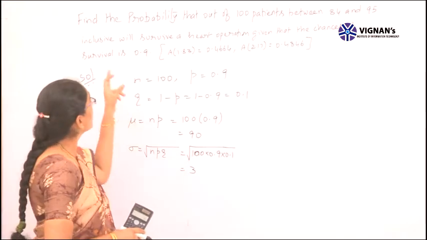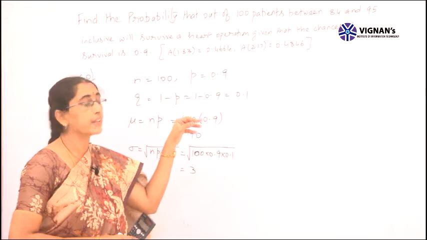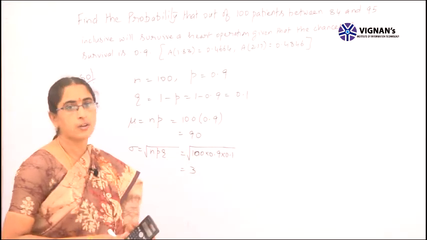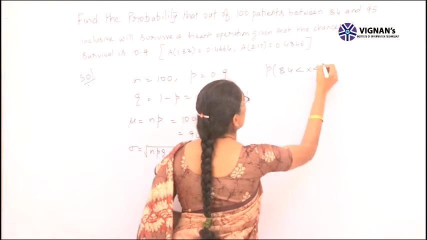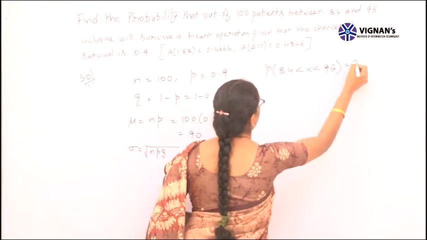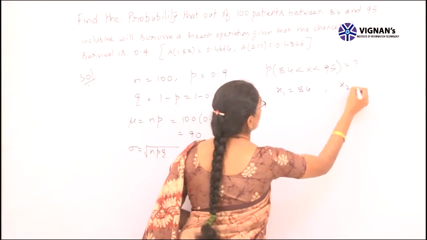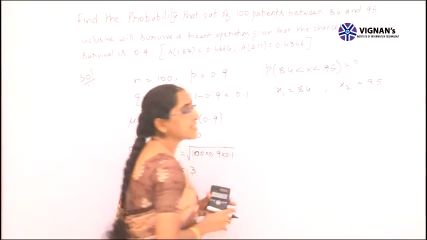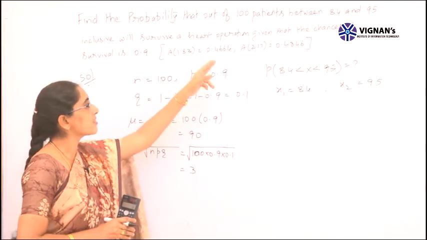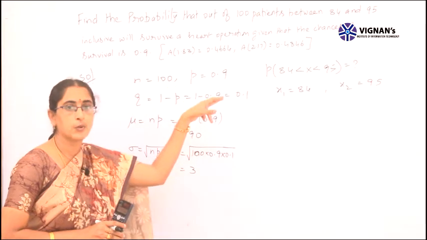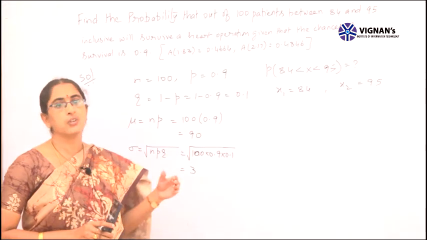Now we have to find the probability that out of 100 patients between 84 and 95 inclusive will survive a heart operation. That means probability of 84 less than x less than 95 we have to find here. So x1 equal to 84 and x2 equal to 95. Now the chance of survival is biased here. That means the chance of survival is 0.9 and the chance of not surviving is 0.1. That means P and Q are not equal.